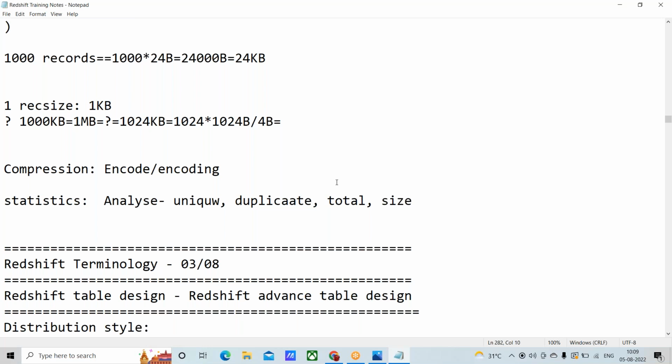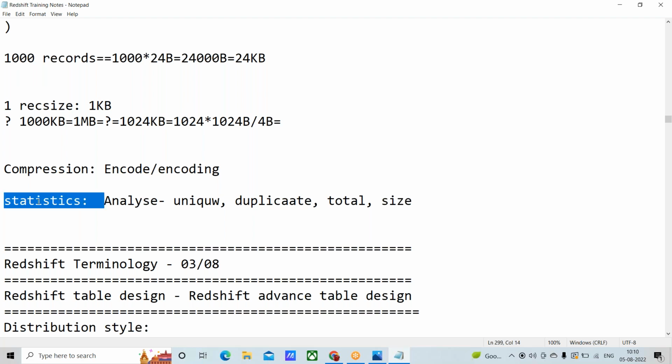We said the leader node will distribute the data to all the slices, and whenever we are running a query, since it knows where all the data is distributed, it knows which is the big table, which is the small table, how much data is there, and what is the distribution style of all the tables. So it will come up with the best plan to execute the query. We said that, right? Yes or no? Yes, sir. How will it come up with that best plan? Based on the available statistics.